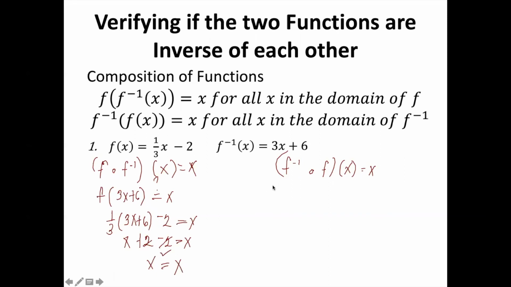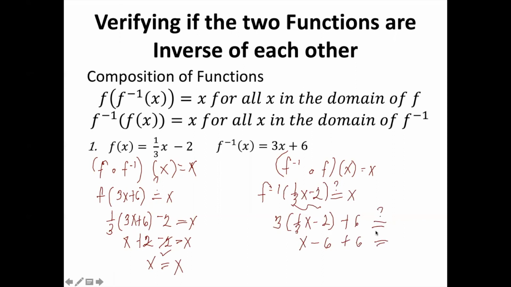This time, the inverse of f, 1/3 x minus 2. Is it equal to x? So we substitute the function to the inverse this time. So this is 3 times 1/3 x minus 2 plus 6. So x minus 6 plus 6, x. Okay, x. So therefore, the two functions are inverse of each other.